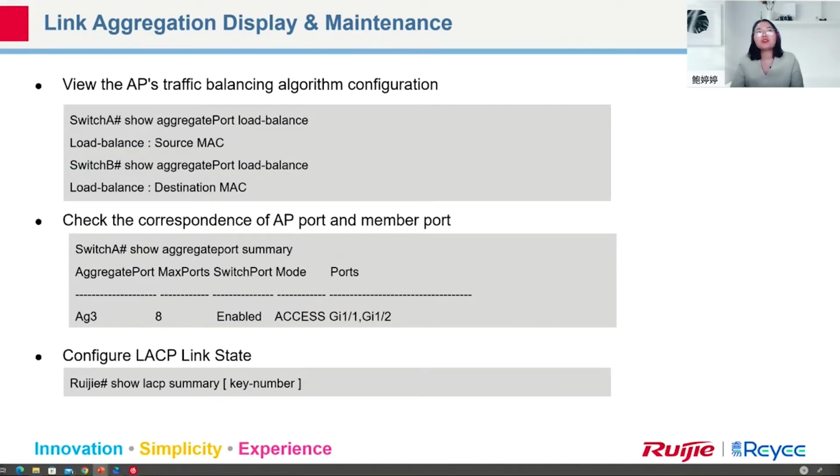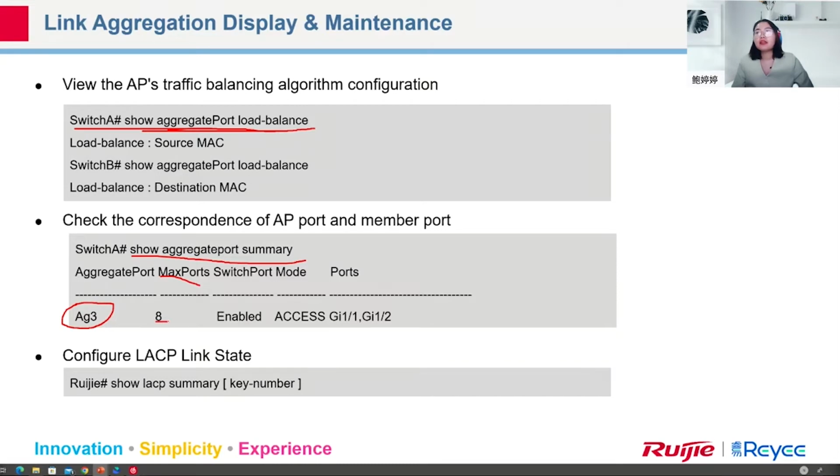And after we finish the configuration, we can use some commands to check, like show the aggregation port load balance to check the result for the traffic based on the source or destination. And also we can use show aggregate port summary to check the aggregation port information. For example, like this here, we create the aggregation port number 3 and the maximum port is 8. Pay attention about this one.